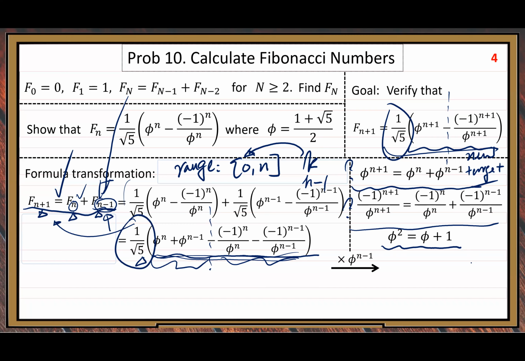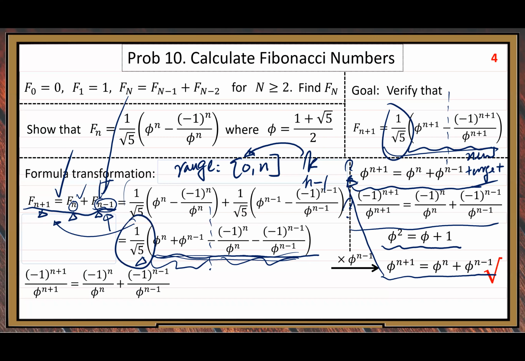Then we multiply the same expression, phi to the n minus 1, on both sides, and you get our first target, right? Simple. So verification of the first one is very simple. The second one is a little harder. For the second one, we need to do more work.